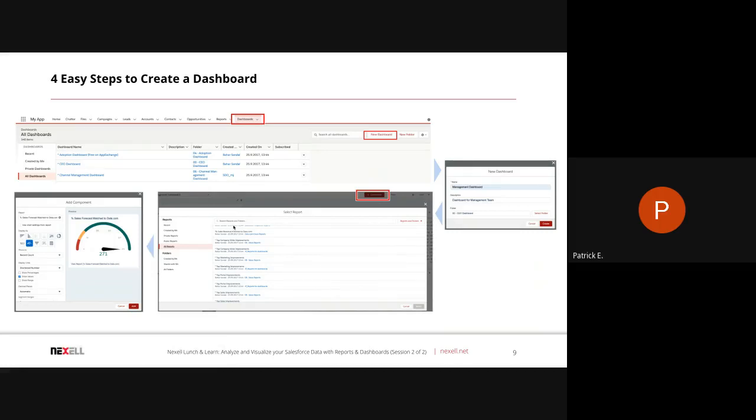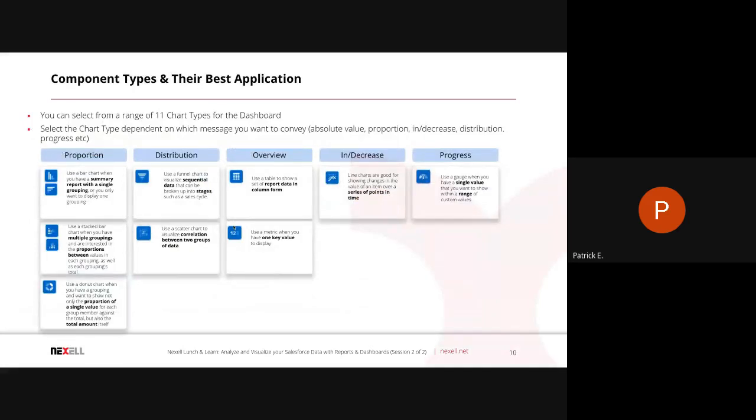And this is what we will look at now. You can select basically from a range of 11 chart types for the dashboard. And I really encourage you to first make sure which message you want to convey, and then select the type. And this sounds like an easy step, but I think this is one of the steps in the dashboard creation where it can make a huge difference.